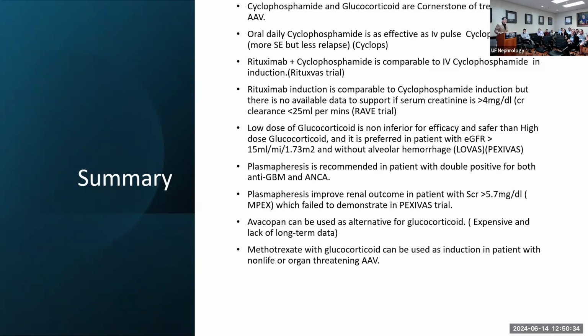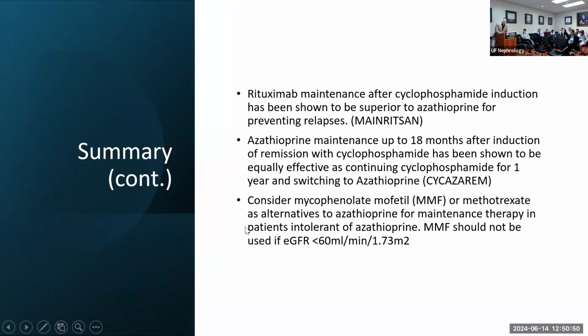Methotrexate with glucocorticoid can be used as induction in patients without life- or organ-threatening disease. Rituximab maintenance after cyclophosphamide induction has been shown to be superior to azathioprine for prevention of relapse. Azathioprine maintenance up to 18 months after induction of remission with cyclophosphamide has been shown to be equally effective as continuing cyclophosphamide for 1 year and then switching to azathioprine. Consider MMF or methotrexate as an alternative to azathioprine for maintenance therapy in patients intolerant to azathioprine, but MMF should not be used if the patient has eGFR less than 60.